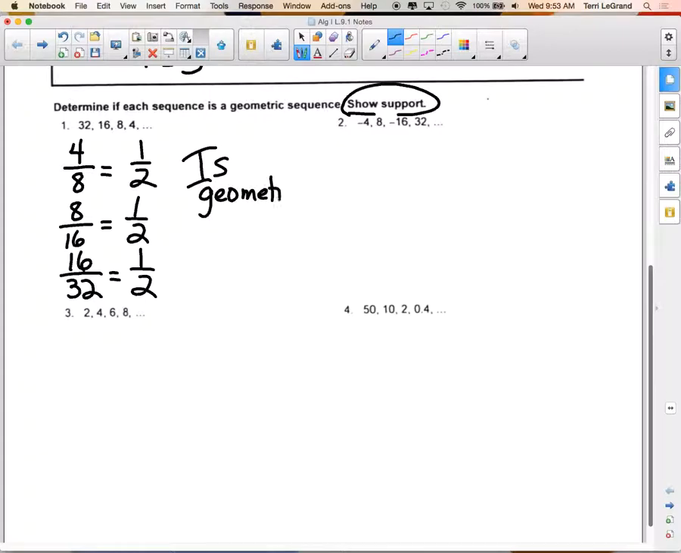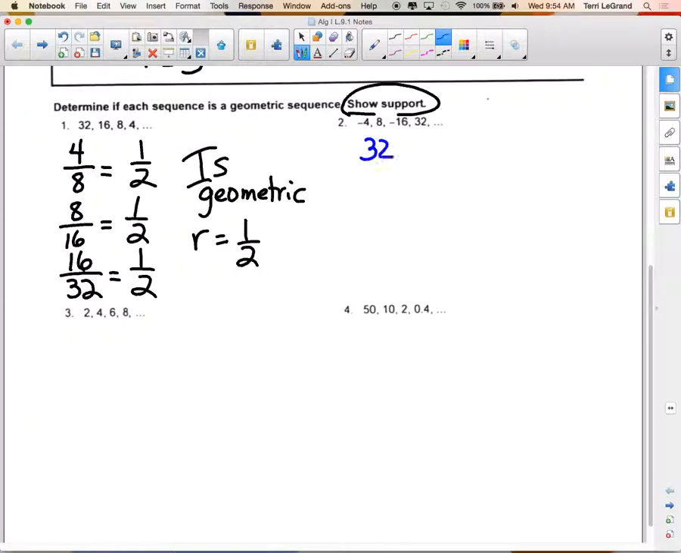And what would we say? If it's geometric, we would say R equals 1/2. In other words, if we started now at the beginning of that sequence, 32, and multiplied by 1/2, would we get the next term? 16. Is half of 32 16? Yeah. Is half of 16 8? And is half of 8 4? Yeah. Okay.